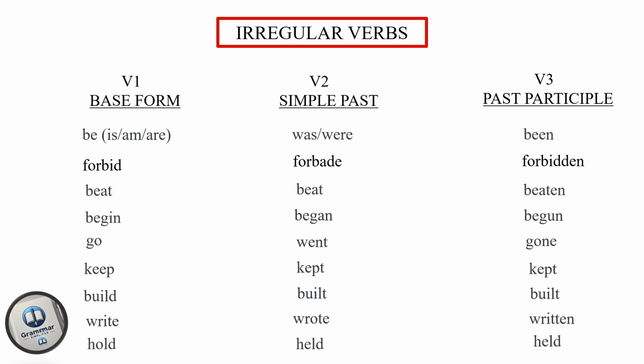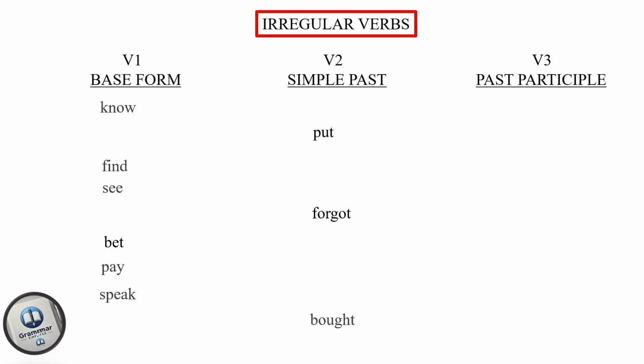So, this is very important: when you change from active to passive voice, you should use the past participle form of the main verb. But you're not supposed to change the tense of the verb. Now, let's learn with some more examples. Know, knew, known. Put, put, put. These forms of the verbs will not change in any form.